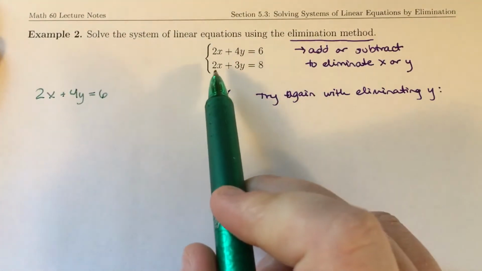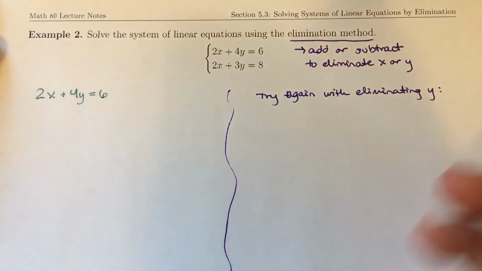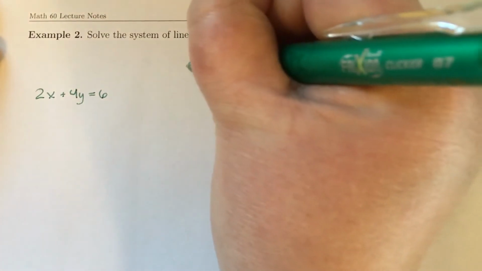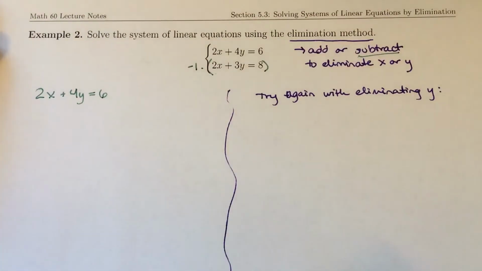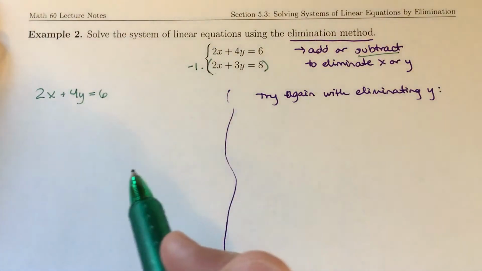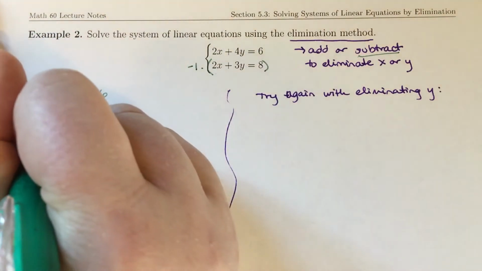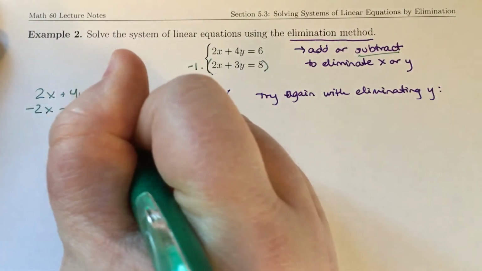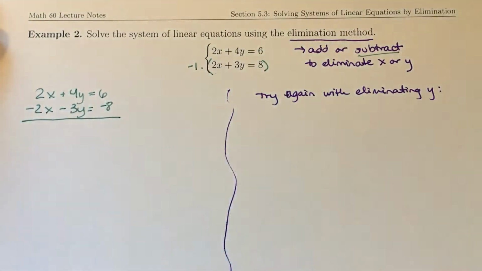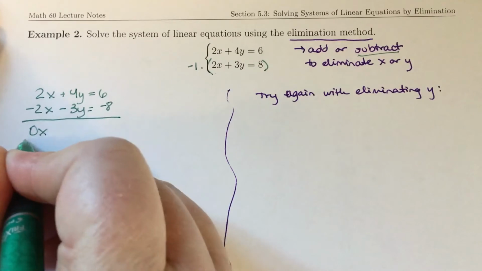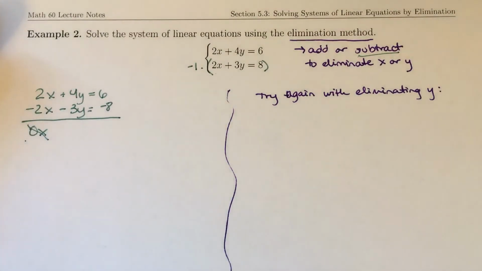Now the second equation, we can either leave it as it is and subtract, or we can multiply both sides by -1. And for a lot of people who mess up their minus signs, that's an easier way to go. So I'm going to do that. Let's multiply every term by -1. -2x minus 3y equals -8. Because now when I add the equations, I get 0 x's. I've eliminated one of the variables.